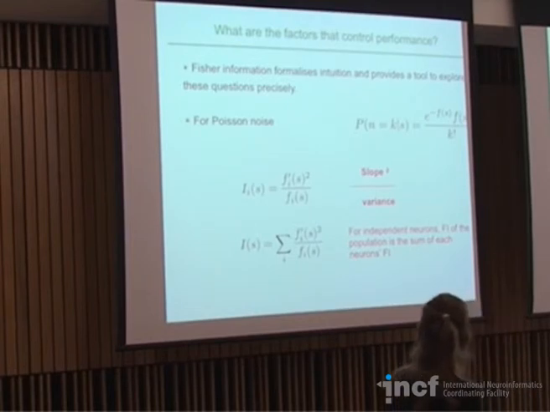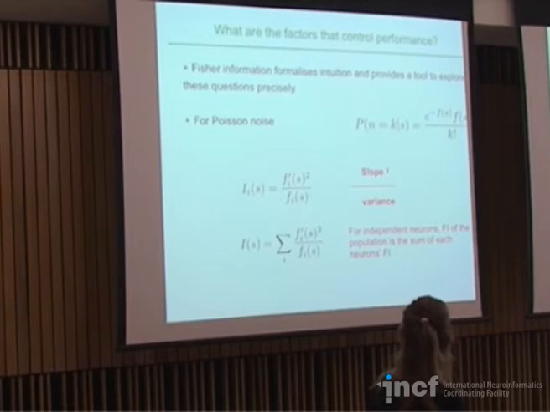So if we have Poisson noise, we can use the definition of Fisher information, the second derivative of the log of P of R given S, or P of N given S. This R and this N are the same. This N here is what I call R when I say P of R given S. So if we plug this model into the definition of Fisher information, we obtain this form.